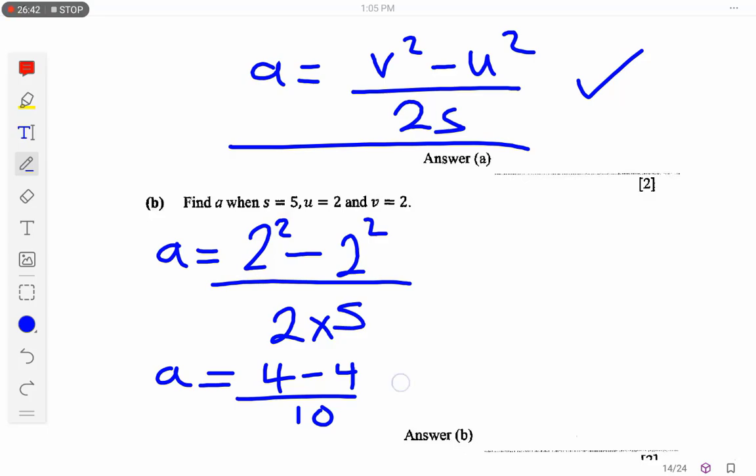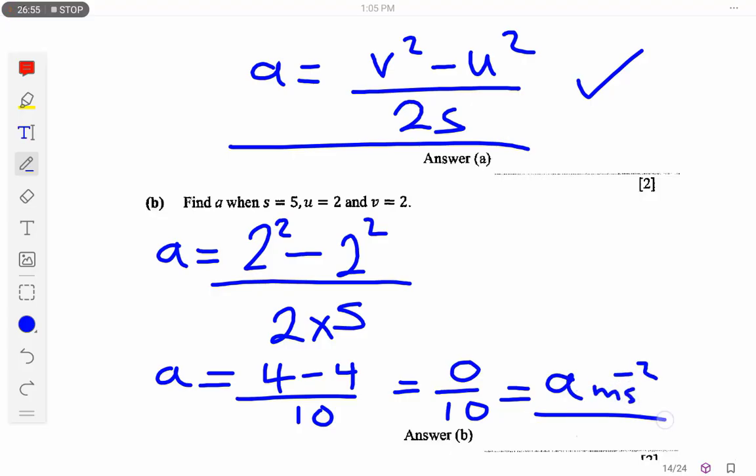4 minus 4, we have a 0 over a 10. So you find out at the end of the day, 0 divided by 10, we get a 0. So our acceleration there is 0 meters per second squared there. Okay.